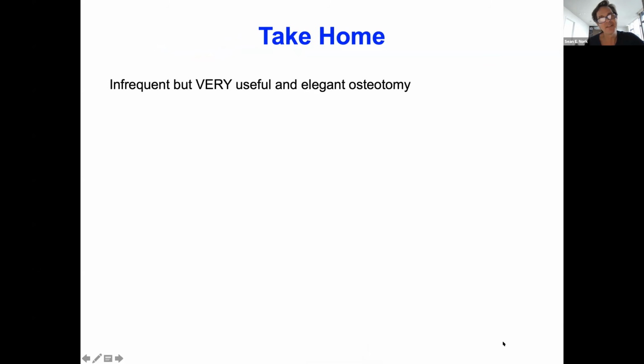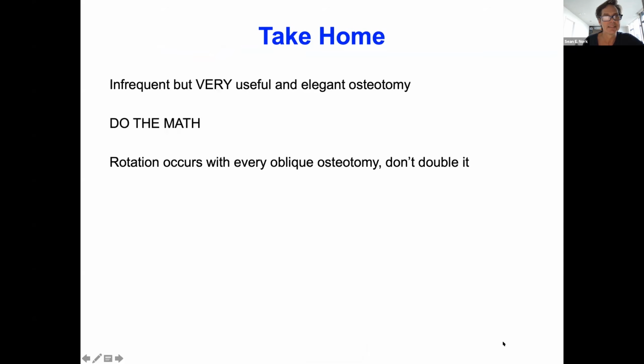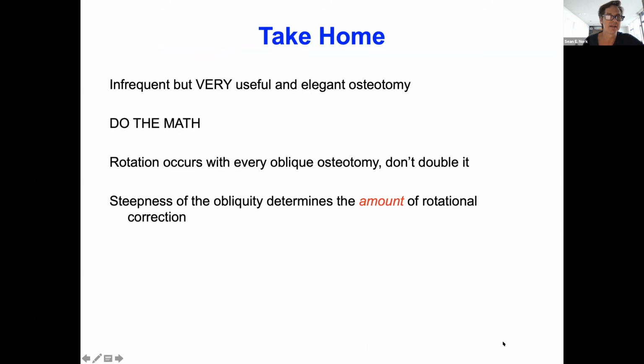So take home. I think it's infrequent that you do one of these osteotomies, but it's very useful, and I think it's quite elegant. You have to do the math. You have to make sure that you correct the torsion in the correct direction so that you don't double it, right? Rotation is going to occur with every oblique osteotomy.